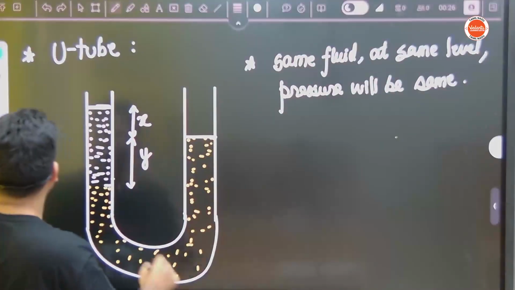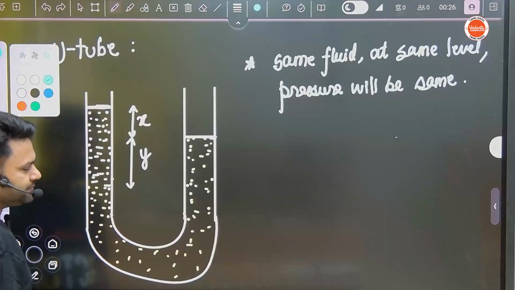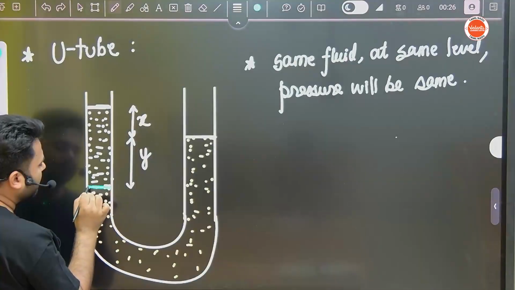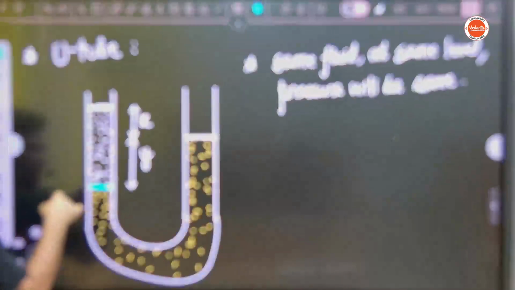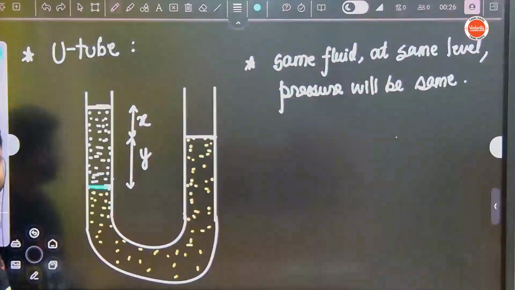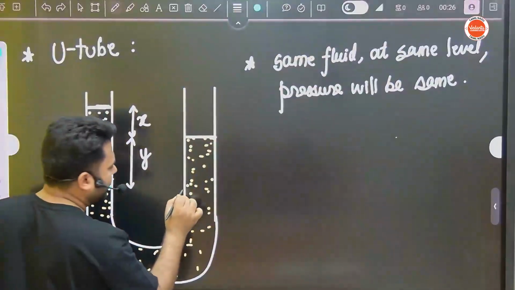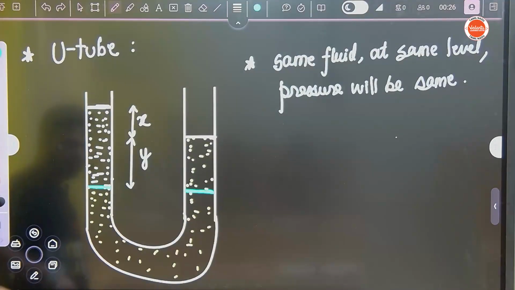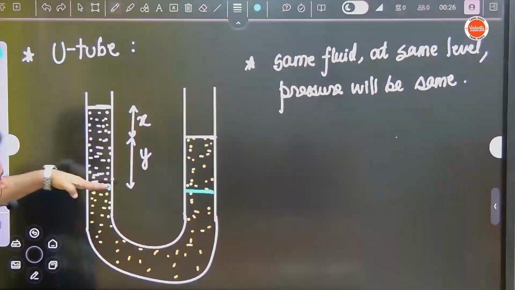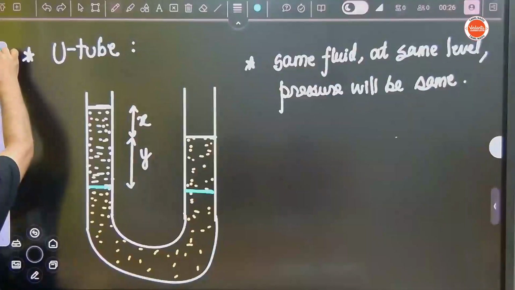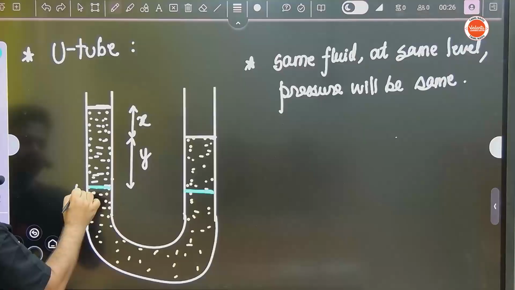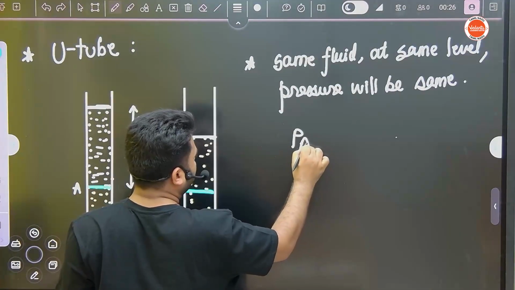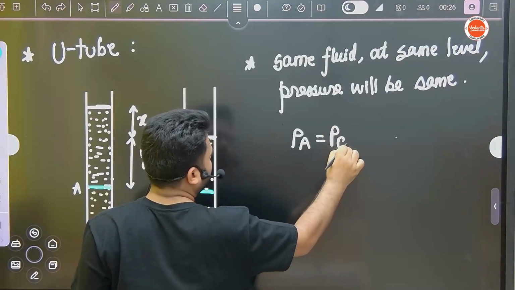For example, see, if I say that at this level, here we have, suppose this is water, this is oil. So this is oil only, and here also we have the same fluid, oil. This is also oil, and they are at the same level. Suppose this point is A and this point is B. So we can write pressure at point A equals pressure at point B.